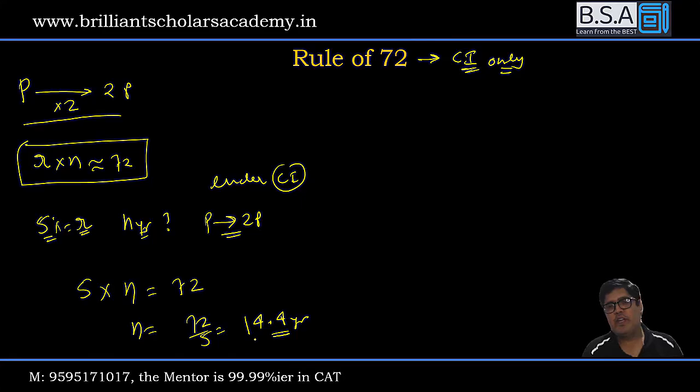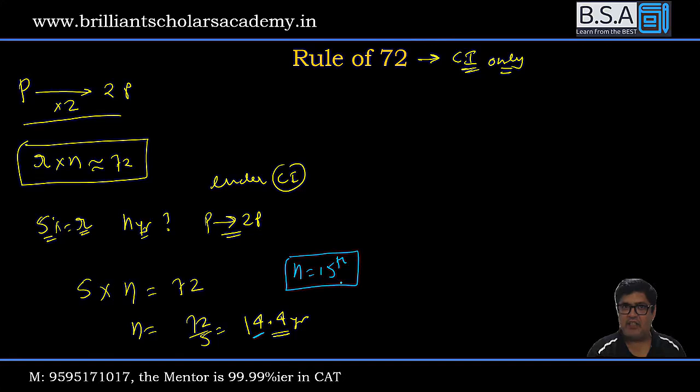So either you say you have to wait 14 and a half years, or usually the answer in CAT would be in the 15th year. Because 14 years are over, the 15th is running. In the 15th year, your money will be doubled. When the 15th year ends, your money will be doubled.